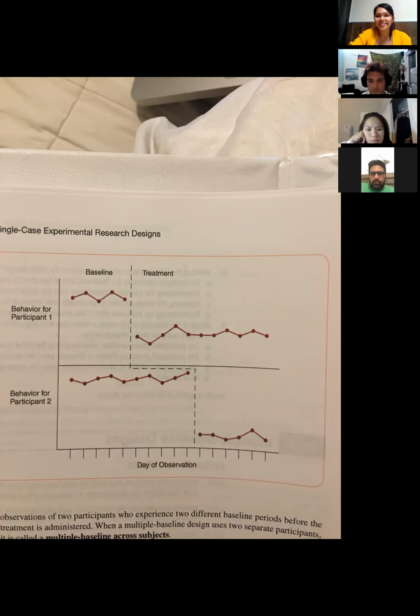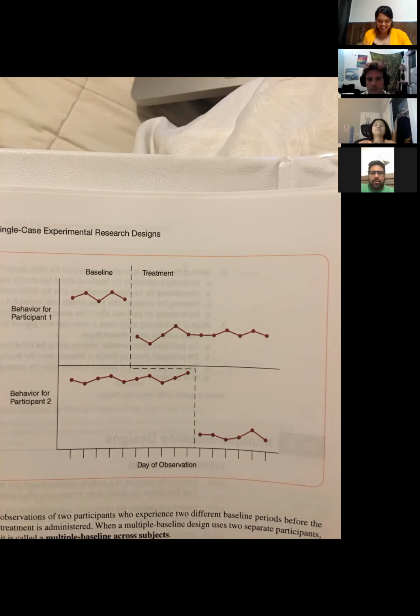Give me a second. Does yours look like this? Okay, so let me see. Okay, can you guys see that? Okay, yeah, that's so cool. I didn't know you could do that. Yeah, you can share stuff on here.